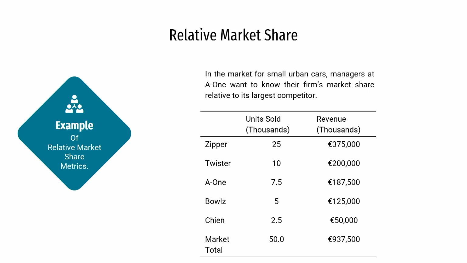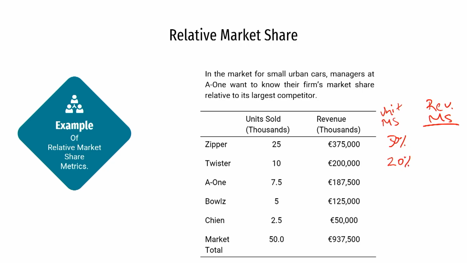What you can do is also calculate the individual market share and then calculate the relative market share. Let me calculate the individual market share for each of these companies. For the first one it will be 25 divided by the total 50, that is 50%. I am just putting unit market share, and I can also calculate the revenue market share. Initially I will calculate the unit market share: it will be 50%. Then for Twister it will be 10 divided by 50, that is 20%.